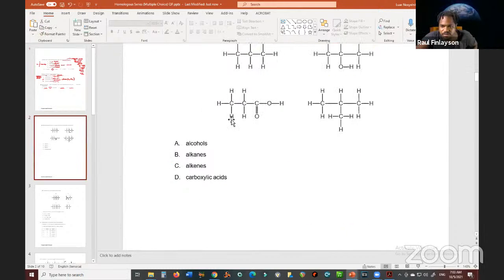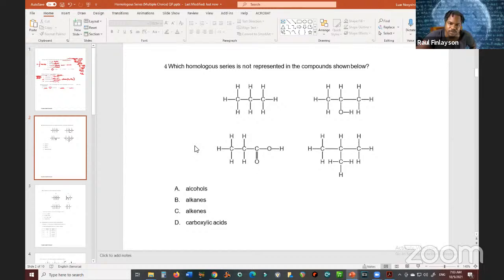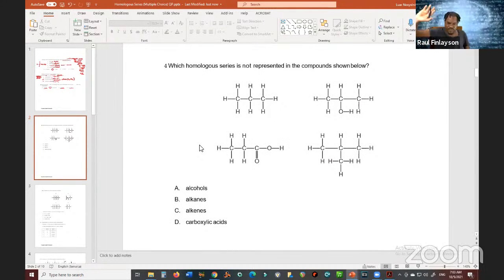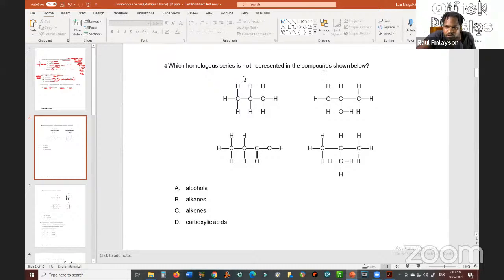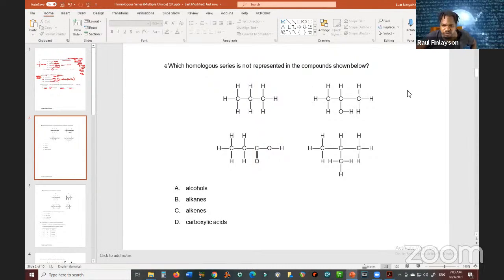All right, so you see, you're getting the gist here. Just know the homologous series. This activity is testing your knowledge of homologous series. You have to be familiar with the structure, how each of them looks, and see them even come back with this one here, number 4. Which homologous series is not represented in the compounds shown below? You have 4 of them here, so one of them is not represented. Which one is it? That's the question. You have enough knowledge to pick up this.